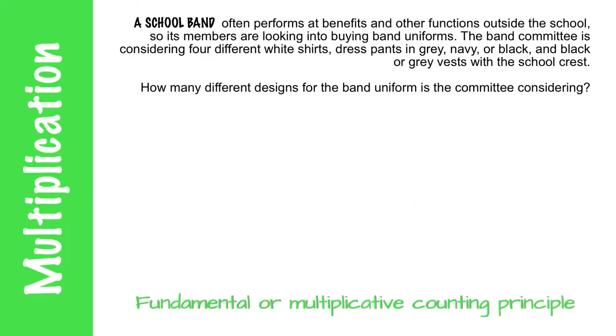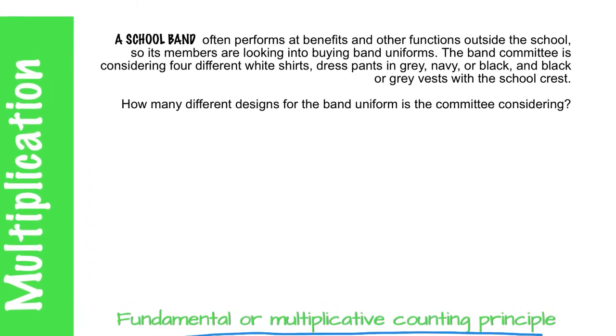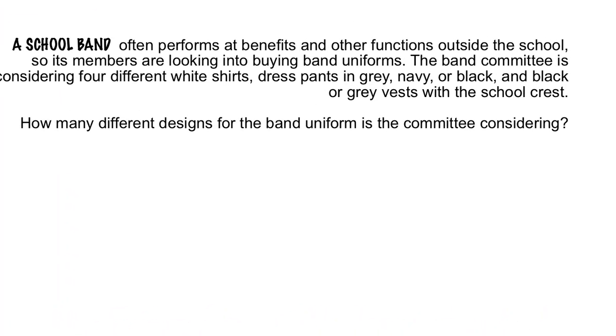So another example, same sort of thing, fundamental or multiplicative counting principle, and this case is a school band picking out uniforms. So a school band often performs at benefits and other functions outside the school, so its members are looking into buying band uniforms. The band committee is considering 4 different white shirts, dress pants in gray, navy, or black, and black or gray vests with the school crest. How many different designs for the band uniform is the committee considering?